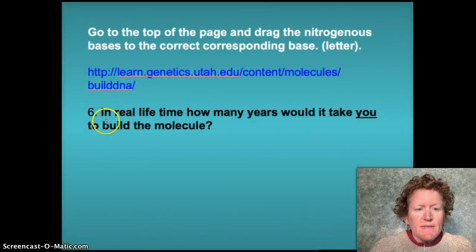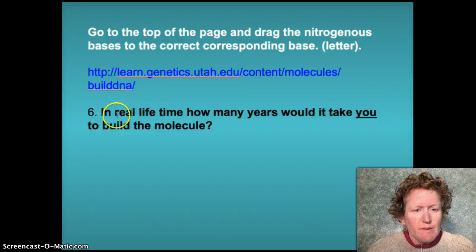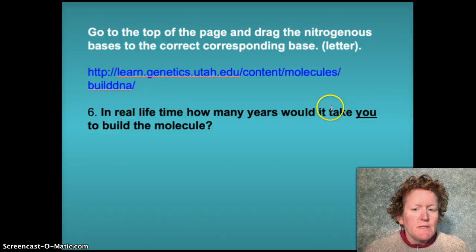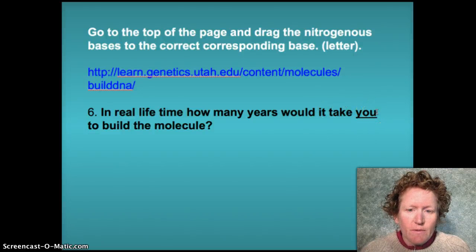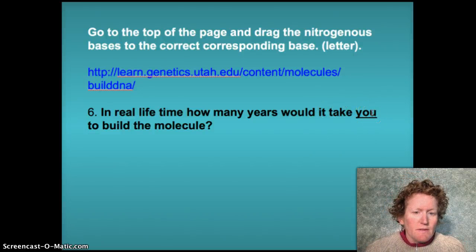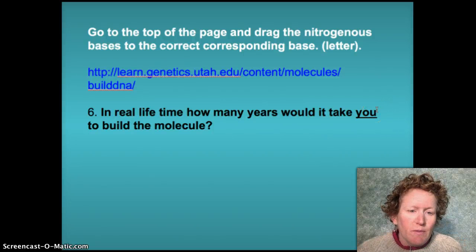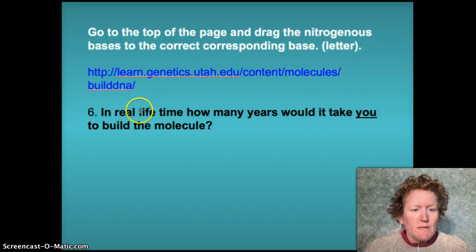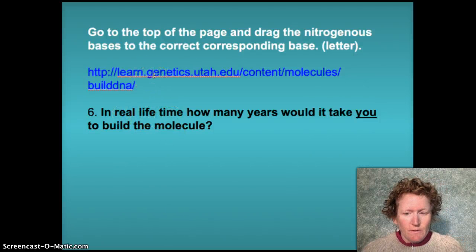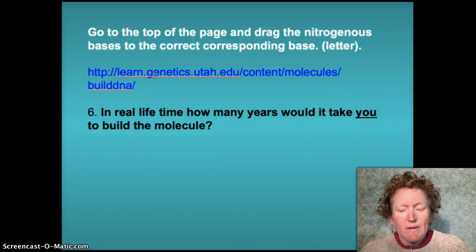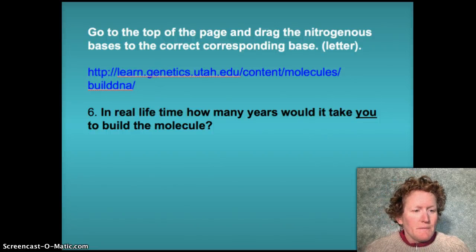And this is the message that you got when you were building the DNA molecule. In real time, how many years would it take you, not your DNA molecules, not the machinery of your cells, how long would it take you to build the molecule? You're much slower than your cells. If you missed this one, go back to the website here and build your DNA molecule. And you'll have to match a bunch of base pairs to get the message.